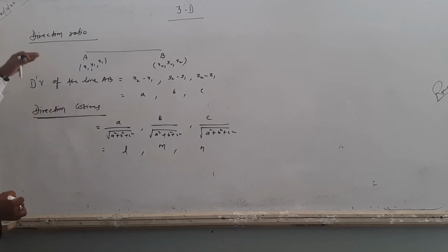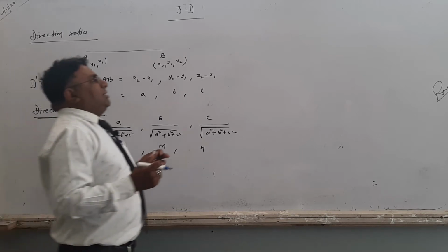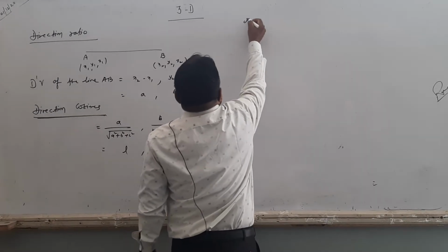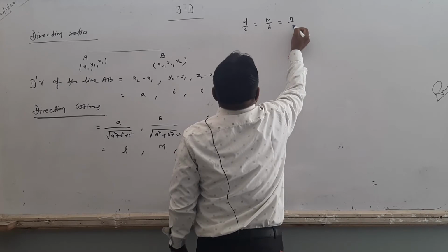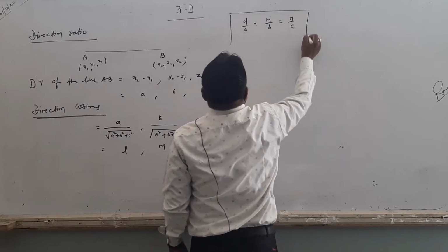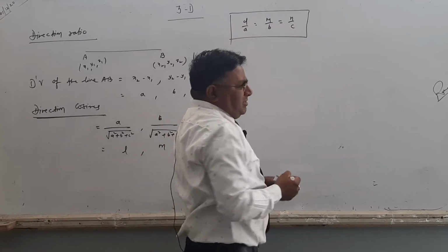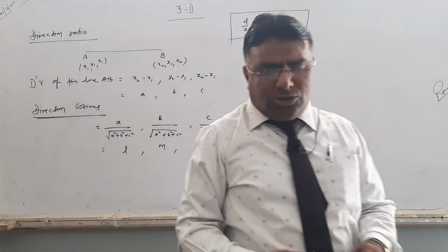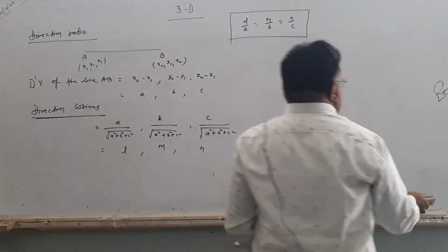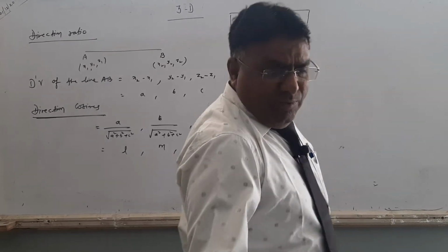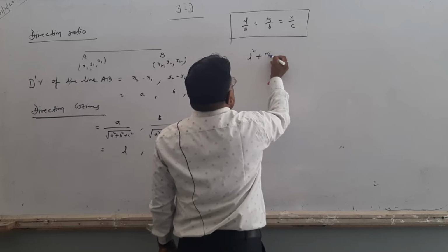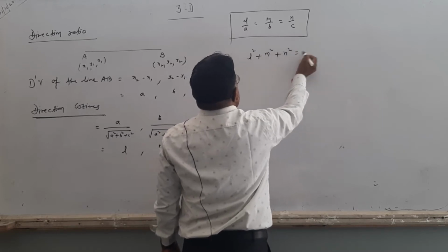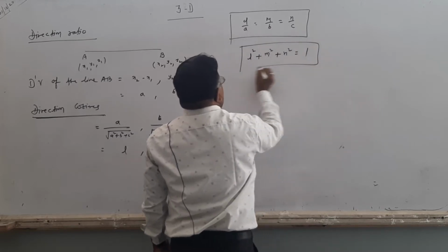Now look, students, direction ratios and direction cosines are constant values, but what is the relation between direction ratio and direction cosine? That is l upon a equals m upon b equals n upon c. This is the relation between direction ratio and direction cosine. That means direction cosines are proportional to direction ratios. And another identity, what is the relation between direction cosines? This is the formula: l square plus m square plus n square equals 1.